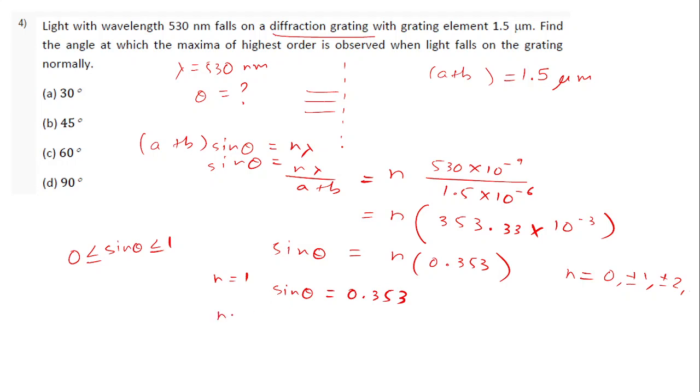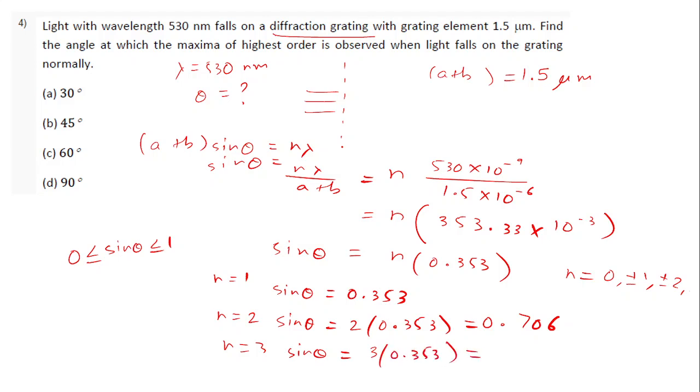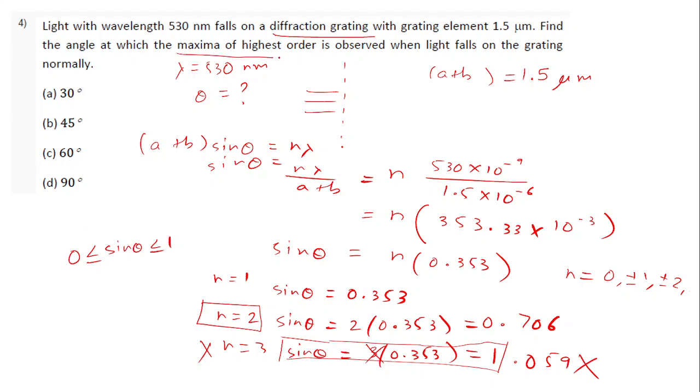If I take n equal to 2, sin theta will be 2 times 0.353, which is 0.706. If I take n equal to 3, then sin theta will be 3 times 0.353, which is 1.059. But this is not possible because the maximum value of sin theta is 1. So n equal to 3 is not possible, and the maximum order we will see here is n equal to 2. So the maximum order possible for this lambda and this grating element is 2.